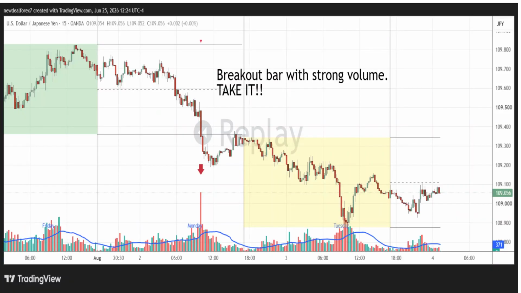Okay? Once again, narrow range, breakout. Look at the size of that candle right there. Way above average. Strong breakout on volume. What happens next? Price continues to go to the downside. That's what we like to see.